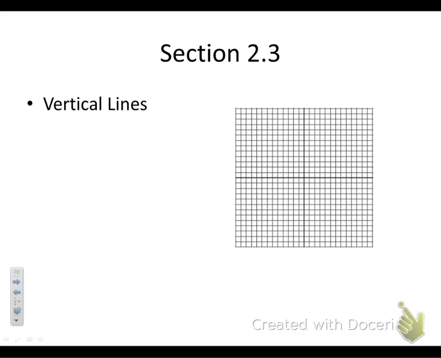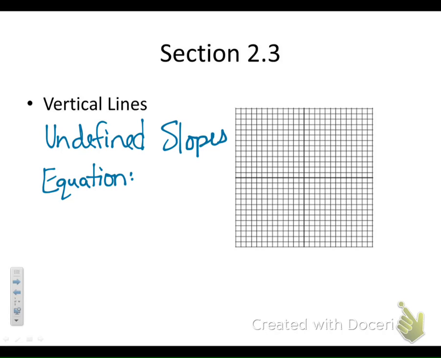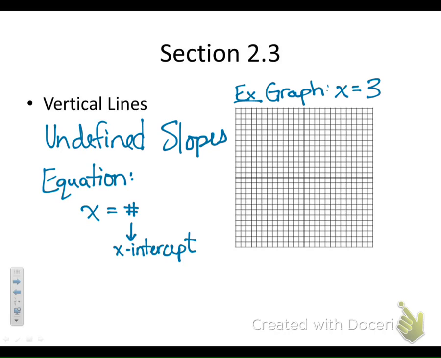Let's talk about vertical lines and their properties. x equals a number, and that number is the x-intercept. If you get an undefined slope, something divided by 0, you need to make that equation x equals some number, and that number has to be the x-intercept, or the x-coordinate of your points. So let me give you a quick example. I look at the x-axis where 3 is, and I draw a vertical line through that point.